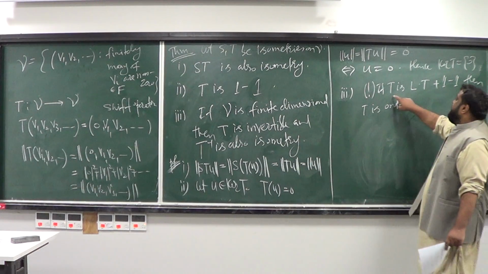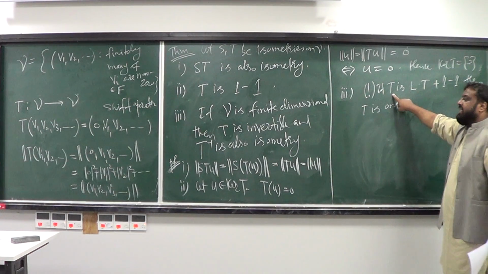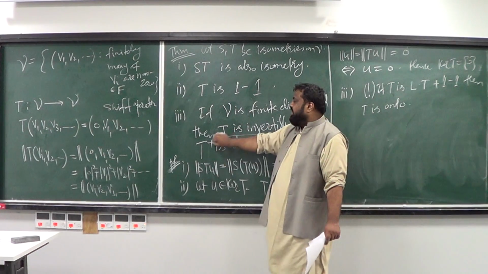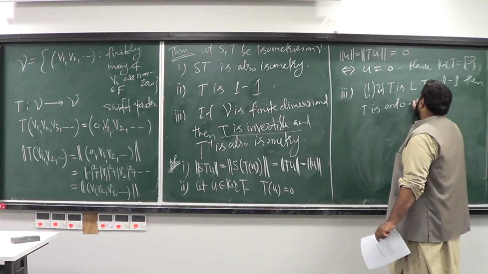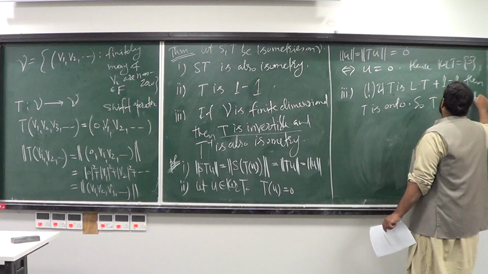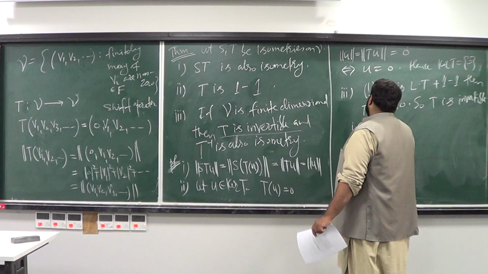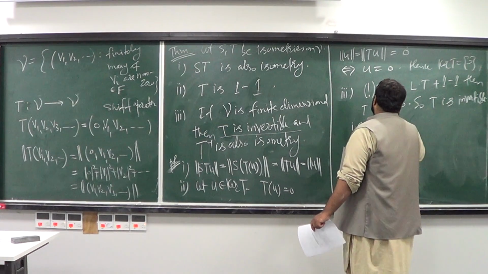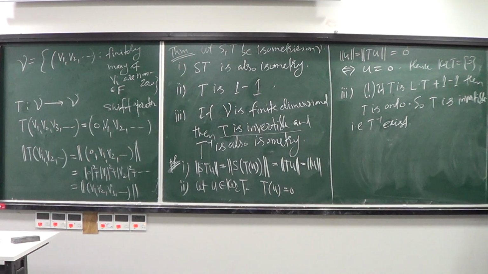Now if T is a linear transformation and it's 1-1 and onto, that means T must be a bijection. And if it is a bijection, T is invertible, that is, T inverse exists. The only thing I need to show now is that T inverse is an isometry.